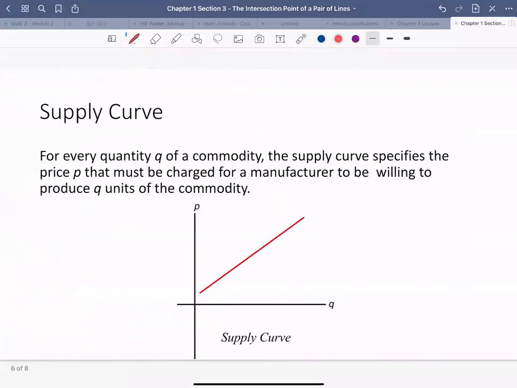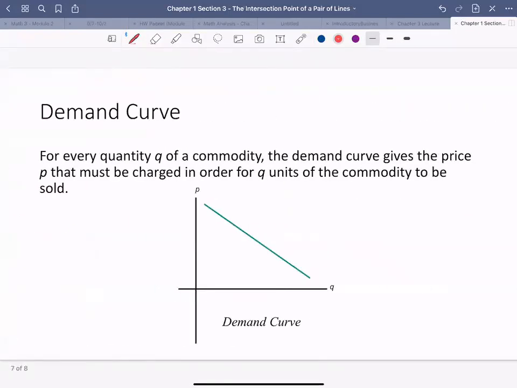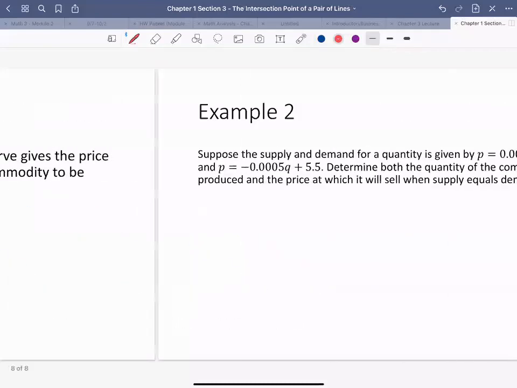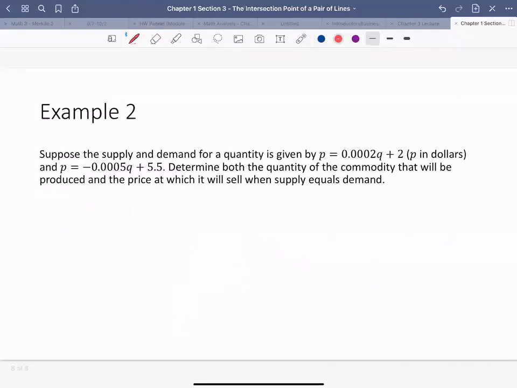All right, so you have something called a supply curve and a demand curve. Supply curve basically says what has to be charged for them to be able to produce what they're producing. The demand curve is what's in high demand. So example 2 says, suppose the supply and demand for a quantity is given by P equals 0.0002 Q plus 2, where P is in dollars, and Q is going to represent quantity, so you guys know. And P equals negative 0.0005 Q plus 5.5.